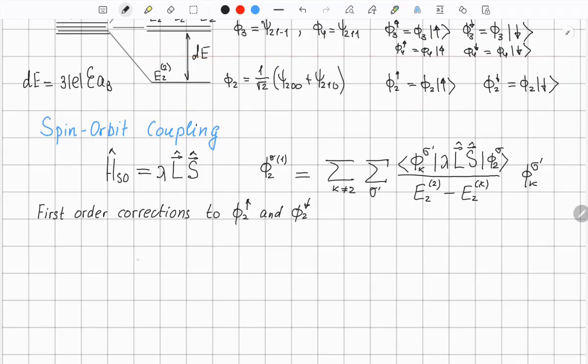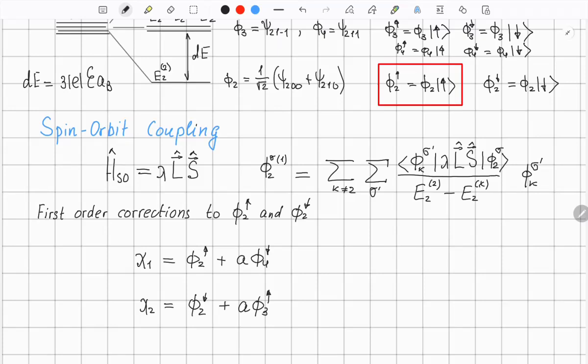By calculating the relevant matrix elements, we obtain two functions, chi1 and chi2, as the first-order corrections to the wave functions phi2 up arrow and phi2 down arrow, respectively. The coefficient A appearing in these corrections is proportional to the ratio of the spin-orbit coupling energy to the energy associated with the interaction with electric field.